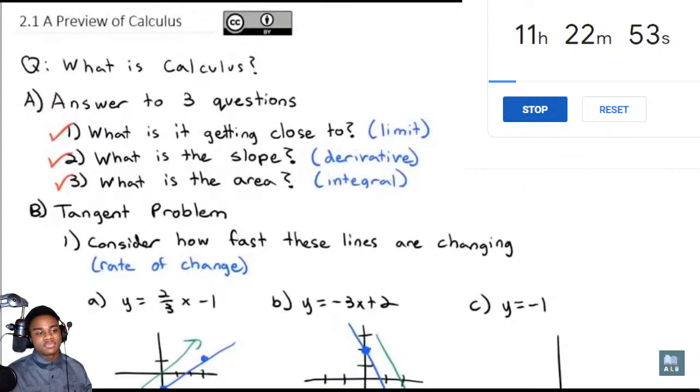What is it getting close to? We call that a limit. We're going to focus on that in Chapter 2. What is the slope? We call that the derivative, and we'll focus on finding that in Chapter 3. And then finally, what is the area? We call that the integral, and we're going to find that in Calc 2. So I hope you enjoyed this preview of calculus. Take a look at the practice problems in the book, and I'll look forward to seeing you in class.